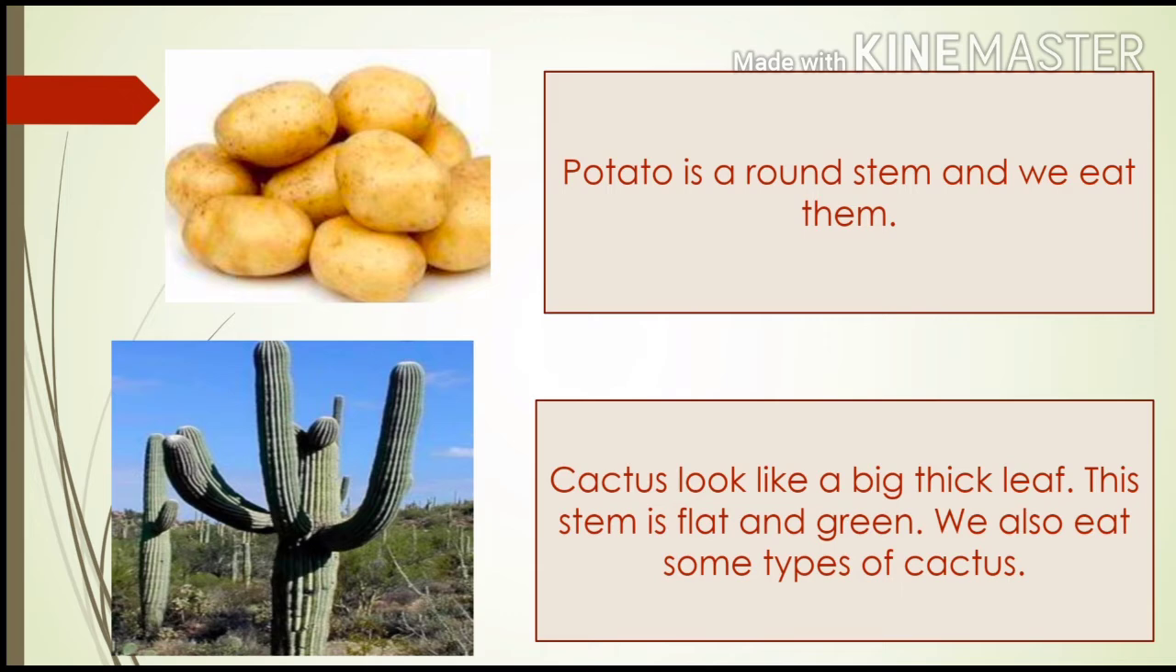In the second picture, there is a cactus. This cactus stem is flat and green in color. We also eat some types of cactus. Let's know about how these stems help the plant.